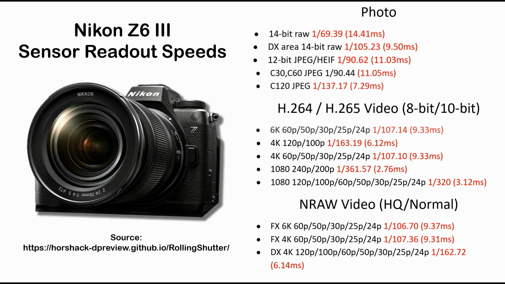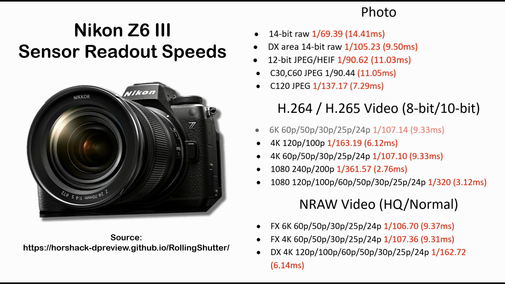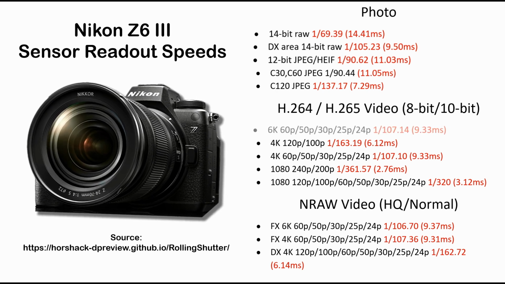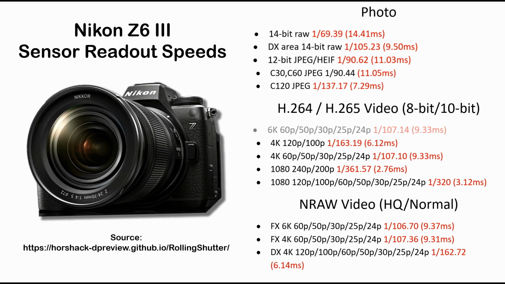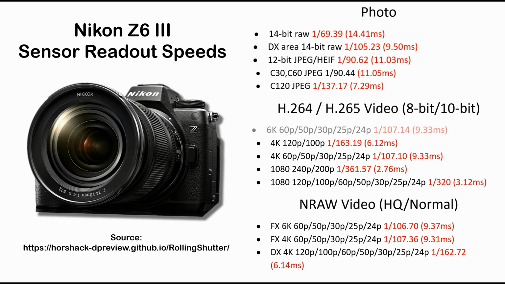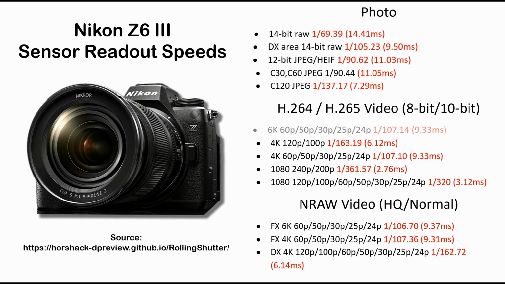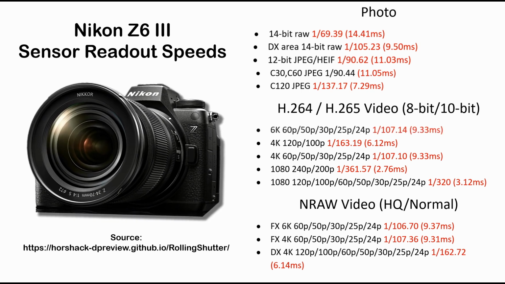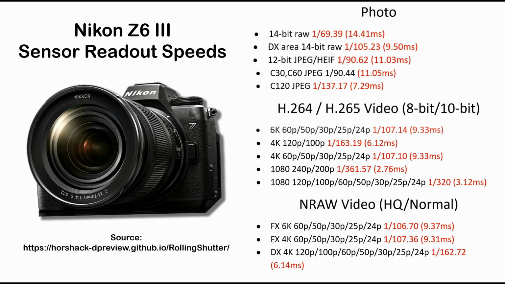First, we'll look at all the long GOP results, meaning H.264 and H.265. The 6K readout speed for all frame rates is 1/107th of a second, or 9.33 milliseconds. This is the fastest 6K readout of any hybrid camera on the market. This is very impressive. Note that video uses a 12-bit readout, so these speeds correspond to a 12-bit JPEG readout, but with fewer sensor rows due to the video aspect ratio crop.